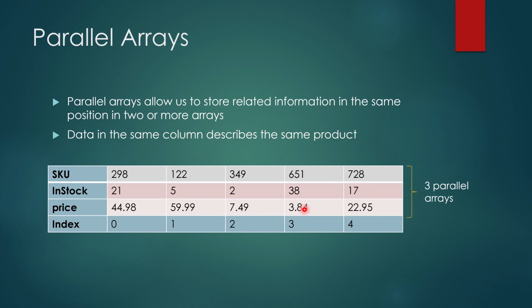One of the nice things about parallel arrays is the arrays do not all have to be the same type. So here we have an array of doubles, but the other two are arrays of ints. SKU and in-stock are ints, but price is double. And that's okay because they're all stored as separate arrays. So parallel arrays allow us to store related information on some kind of a product or whatever in a way such that we can have different array types storing different types of information about the same product.